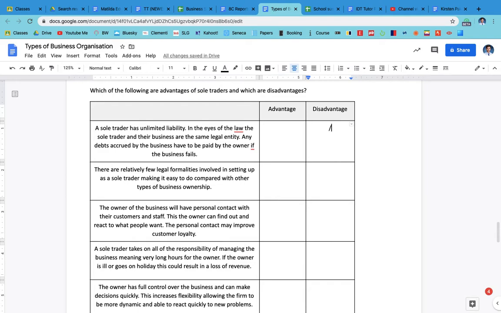So, two, there are relatively few legal formalities involved in setting up as a sole trader, making it easier to do compared with other types of business. So yeah, they're very fast. You don't need to do anything except see a tax person at the end of the year for taxes.